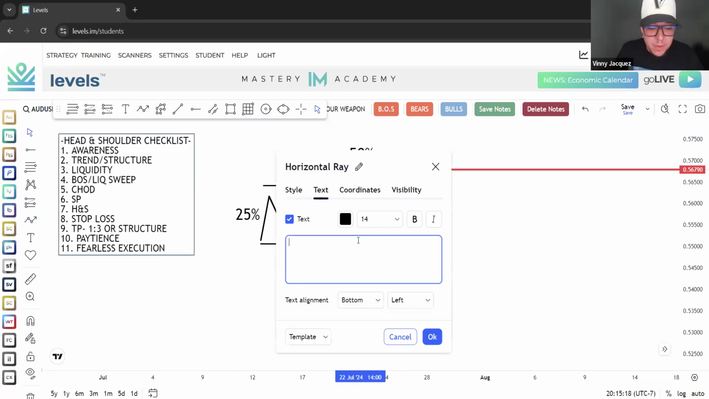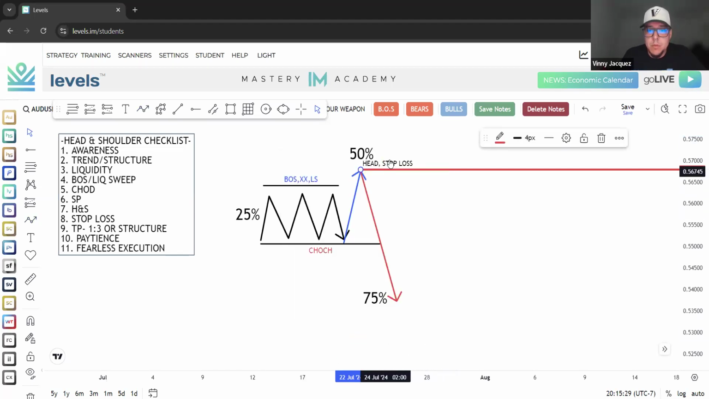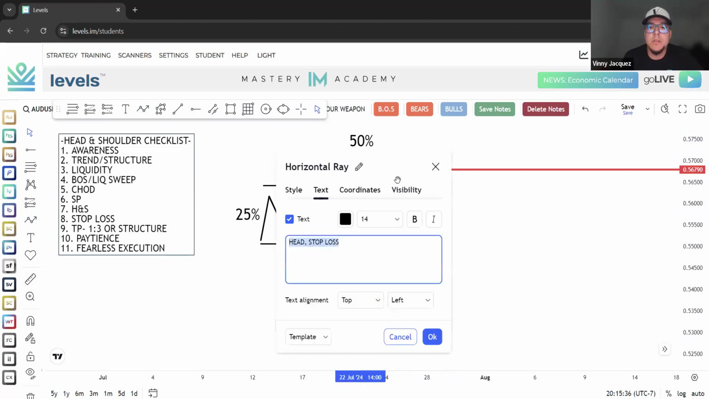So we'll go ahead and put head slash stop loss. Boom. Let's put that up here like that. Actually, let's go ahead and scoot this over.